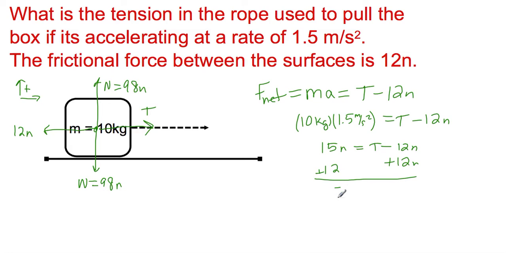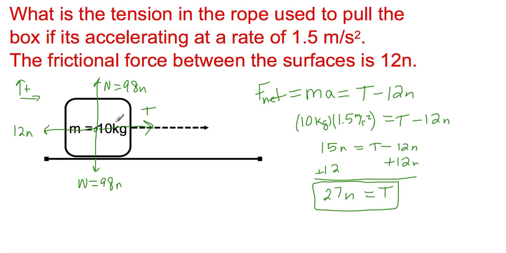And when you do that, you end up with 5 plus 2 is 7, 1 plus 1 is 2, so 27 newtons is equal to T. So that tells you that the total tension in this string is 27 newtons. And again, that hopefully makes sense because you have to have at least 12 newtons of force to overcome friction and to make this accelerate. And this is a decent size.